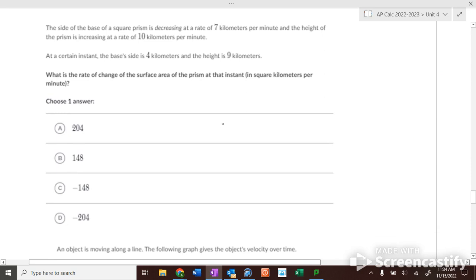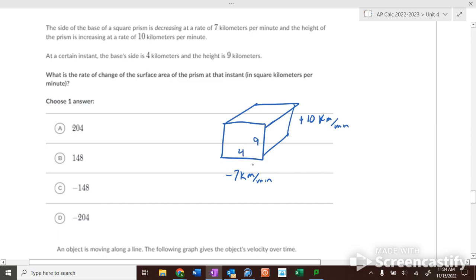The side of a base of a square prism is decreasing at a rate of 7 kilometers per minute. And the height of the prism is increasing at a rate of 10 kilometers per minute. At a certain instance, the base is 4 and the height is 9. What is the rate of change of the surface area? And it's a square-based prism, so each of these is 4.